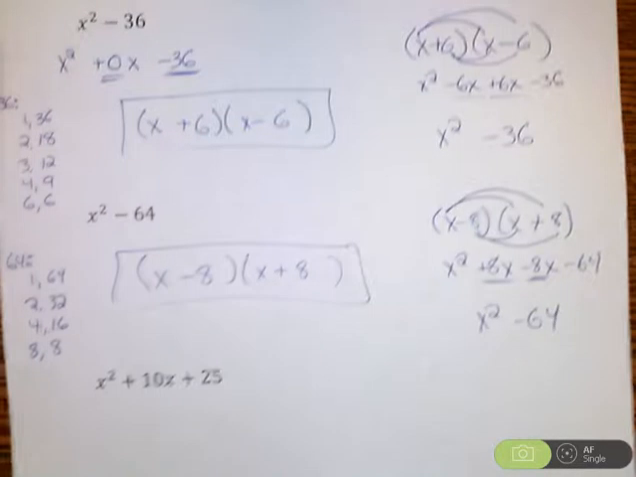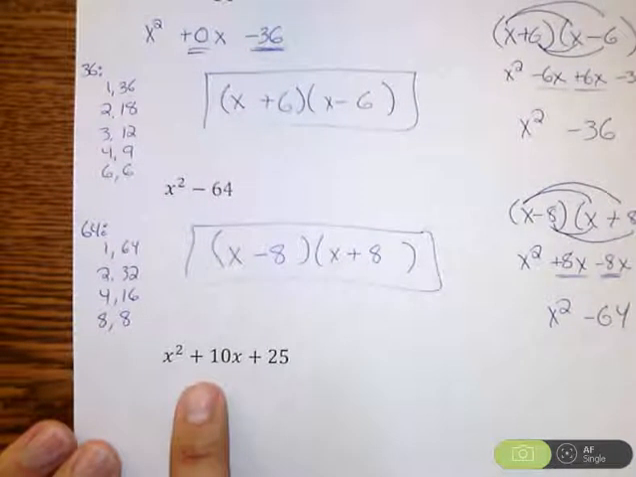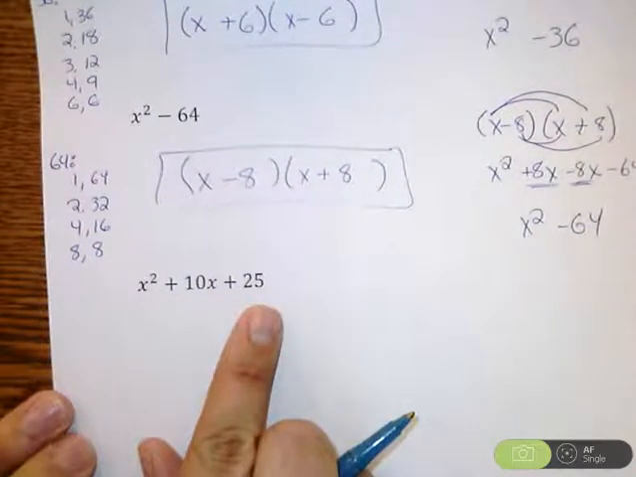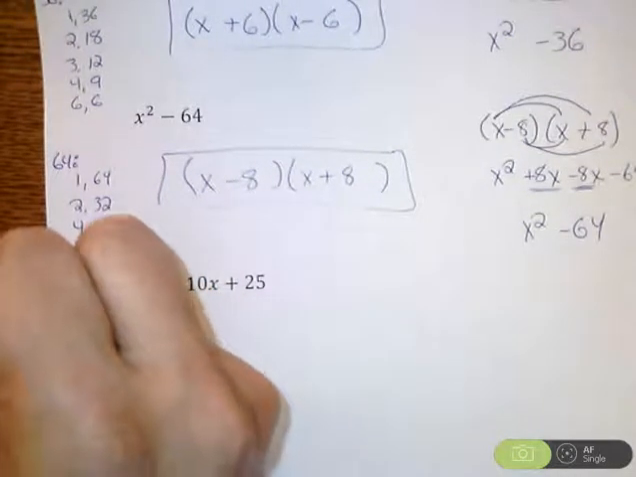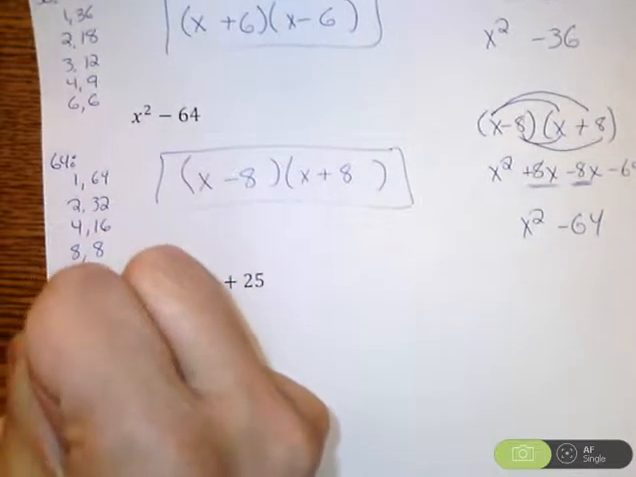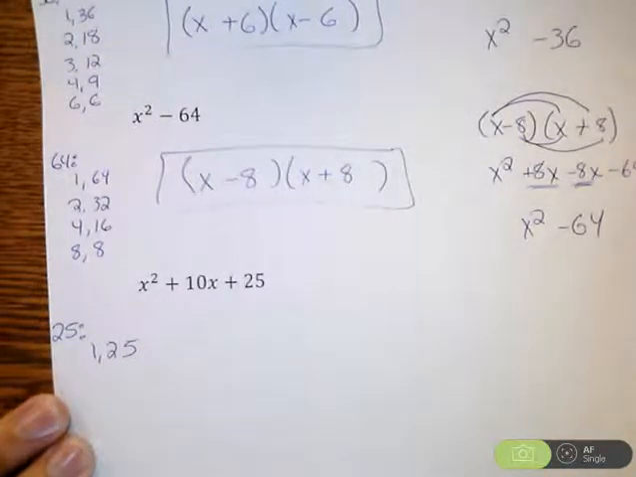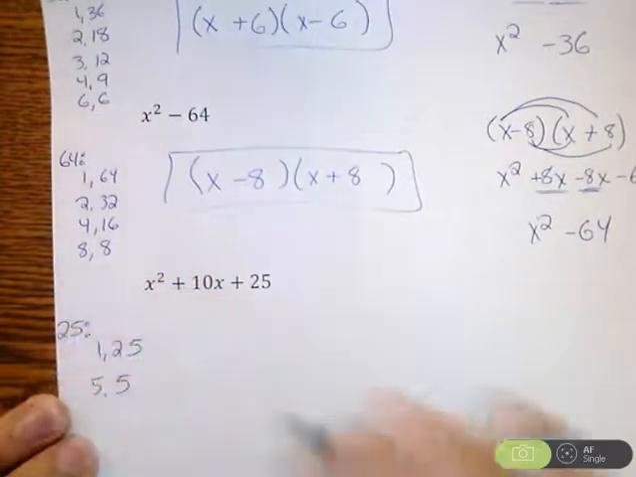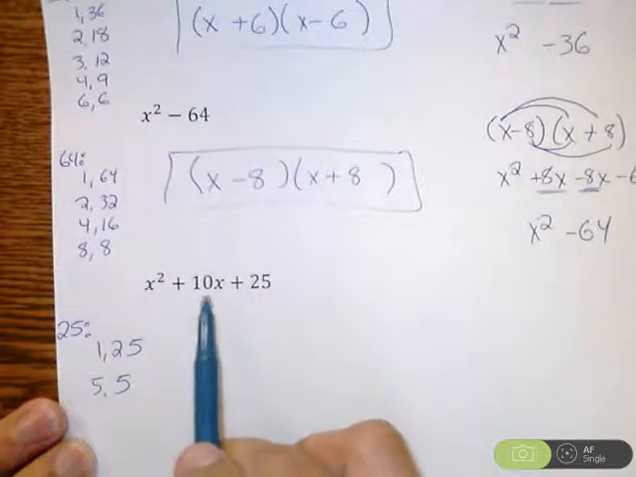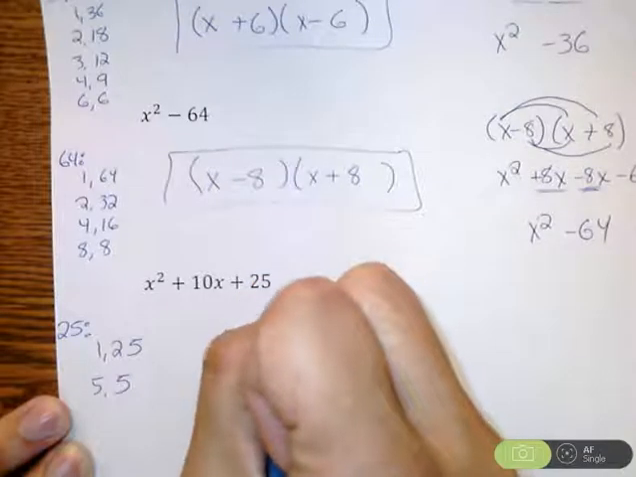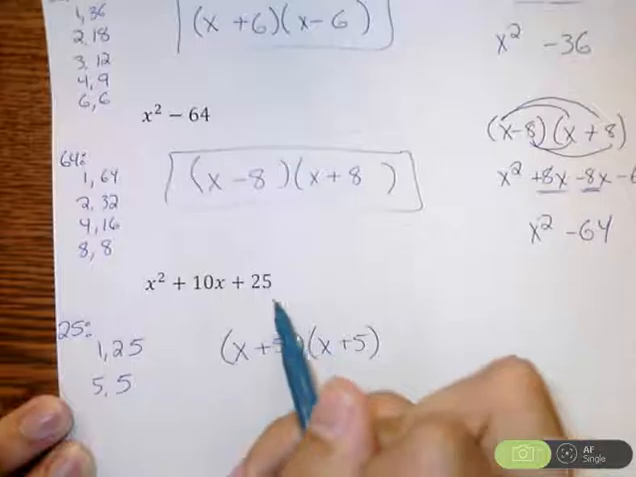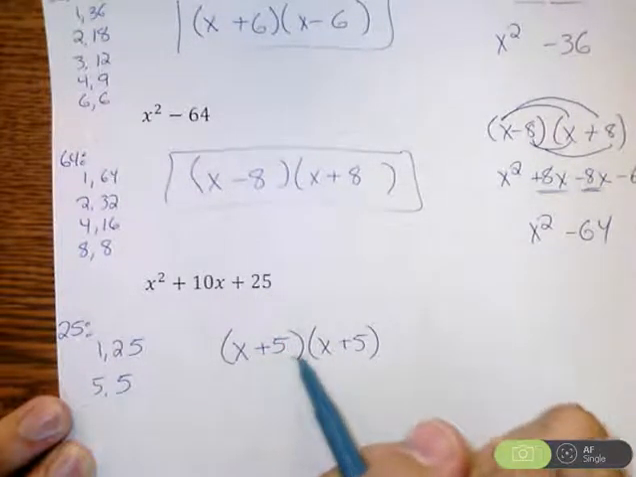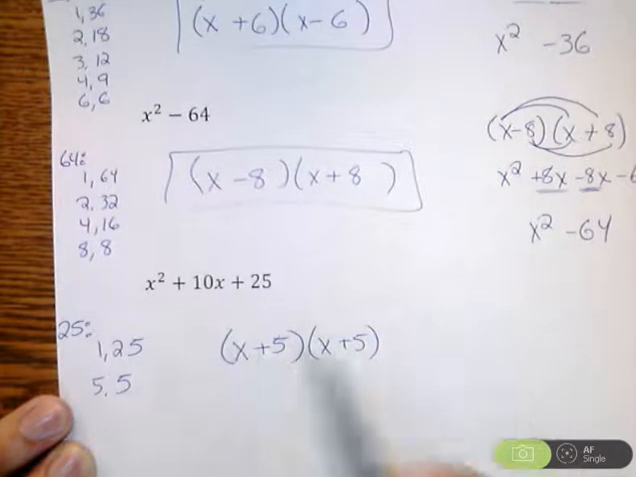One more special case I want to show you before I'm done here, with a little bit different presentation: x squared plus 10x plus 25. Looking for two numbers that multiply to 25 and add to 10. So let's list out all the pairs that multiply to 25. That's 1 and 25. 2 times, no. 3, no. 4, no. 5 times 5. So I need two numbers that multiply to 25 and add to 10. Positive 5 times positive 5 does get me 25, and positive 5 and positive 5 do add to 10.